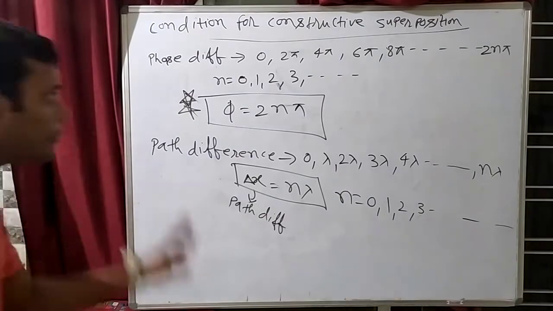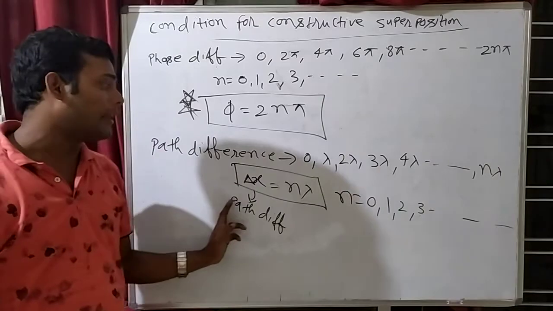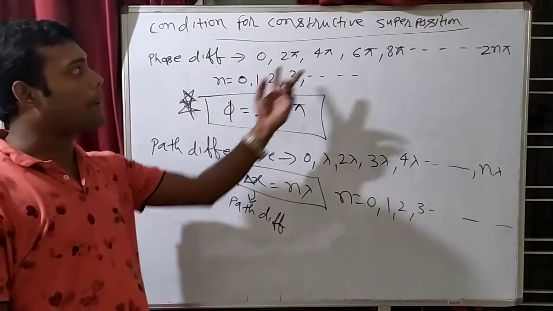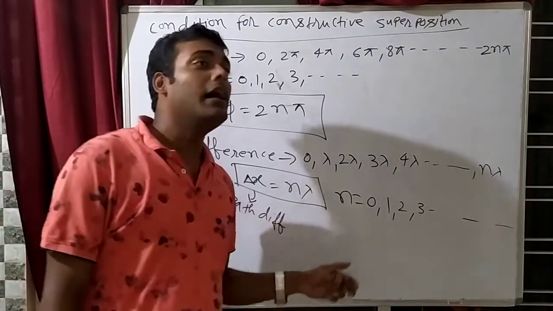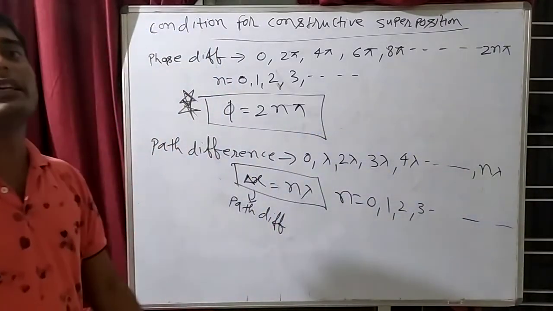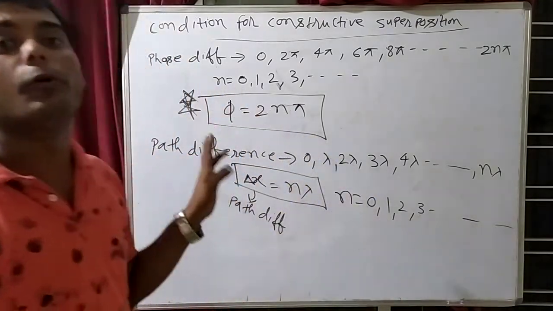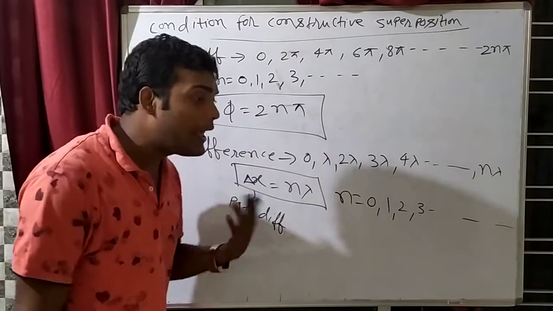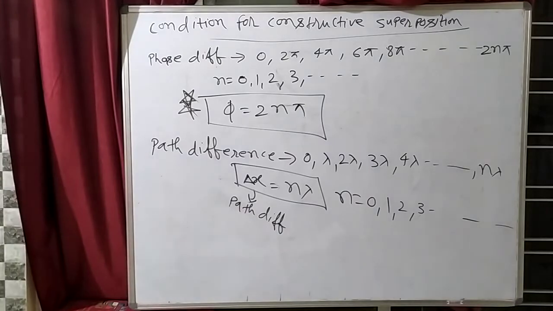Right? That means what you have to memorize is that for constructive superposition, phase difference will be equal to 2n pi and path difference will be equal to N lambda. And you have to understand one more thing, that in constructive superposition, n should start from 0. Why am I focusing on this? Because right now I will explain destructive superposition, and there n should start from 1. Clear?